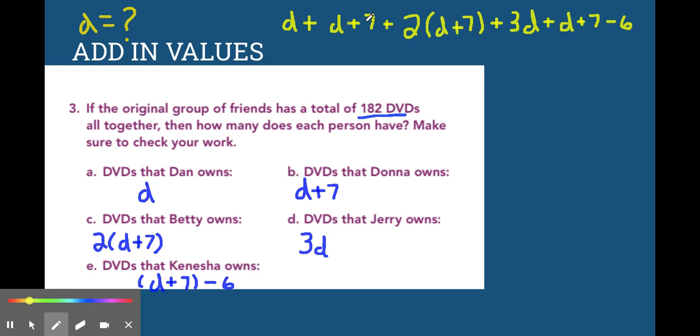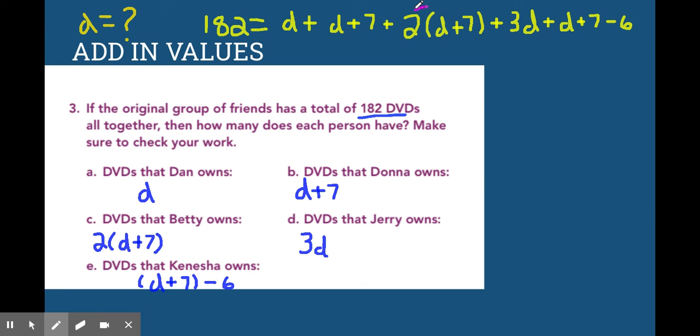So I know that when I add in all these expressions together, I will get 182 DVDs. I will get 182. Now I can go ahead and solve for D. Well, there's a lot of mumbo jumbo in here, and so we need to simplify that out. So I'm going to go ahead and simplify it out.